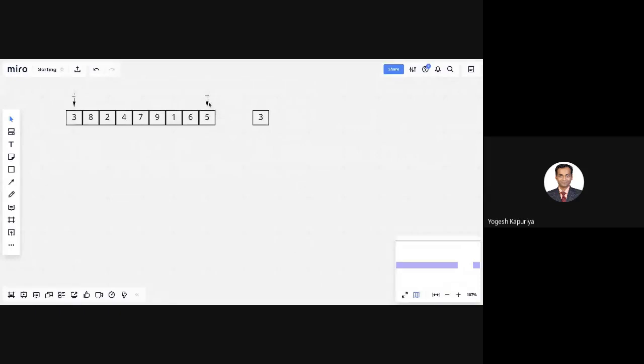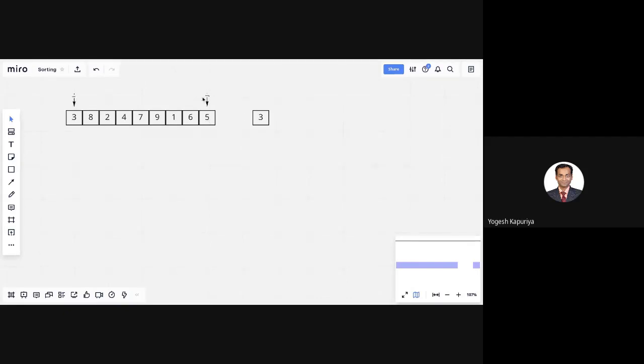What is the task of J? J will keep on moving till it finds a number which is greater than 3. Sorry, greater than 3, not equal to 3. The reason is that anything which is greater than 3 has to be on the right of 3, so there is no point in changing its position.